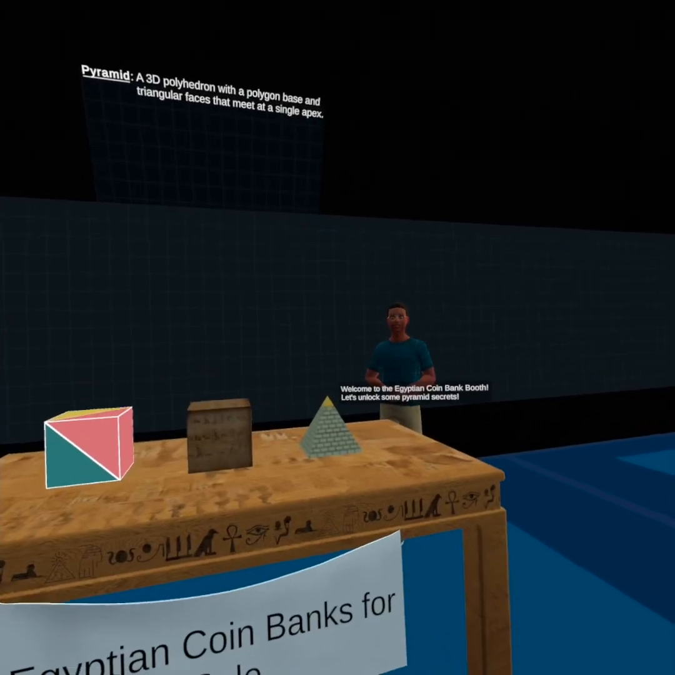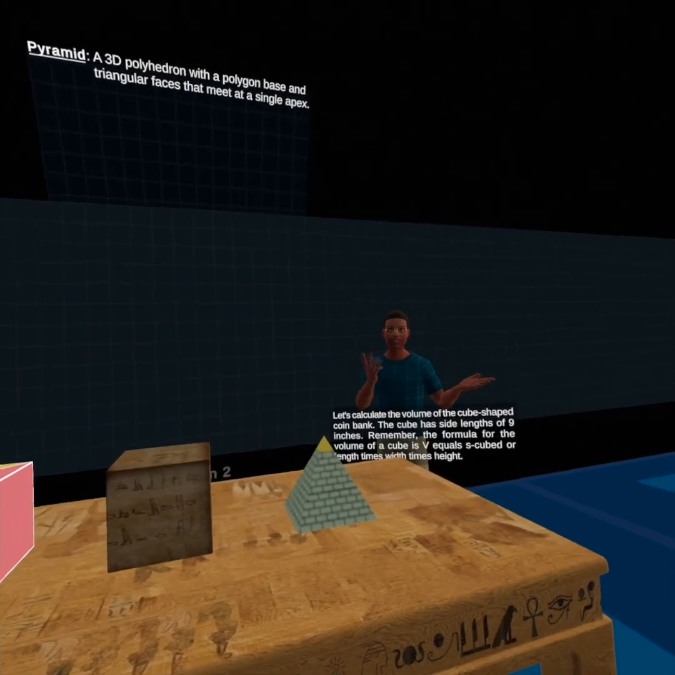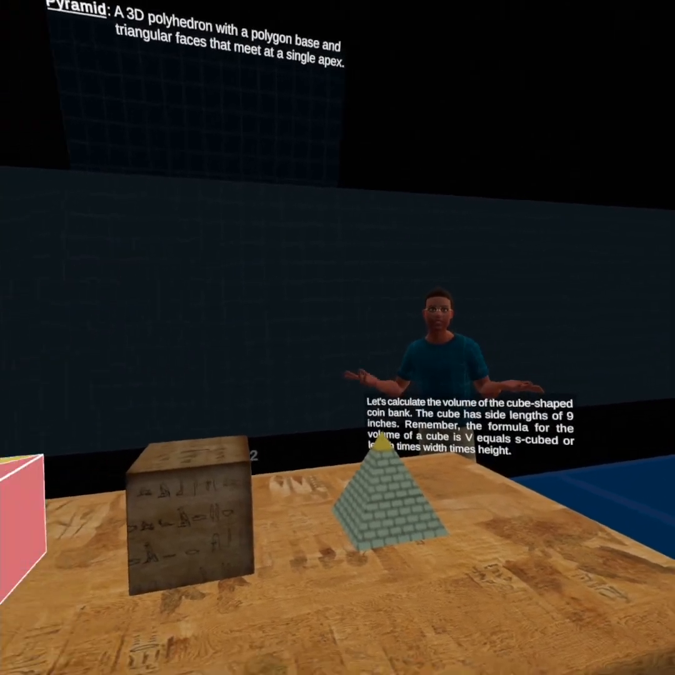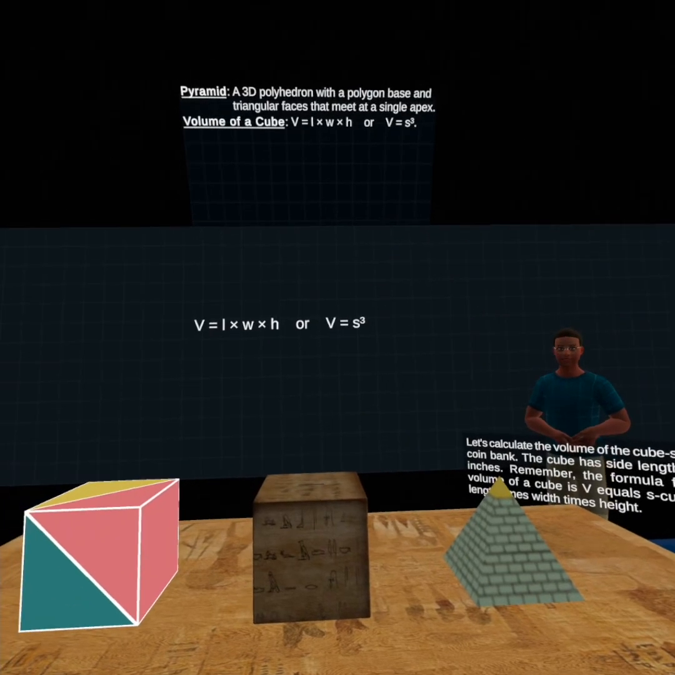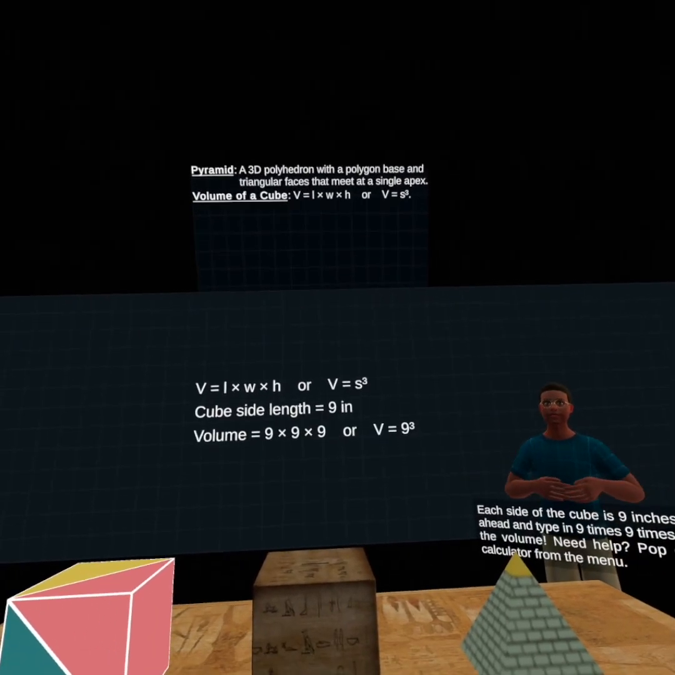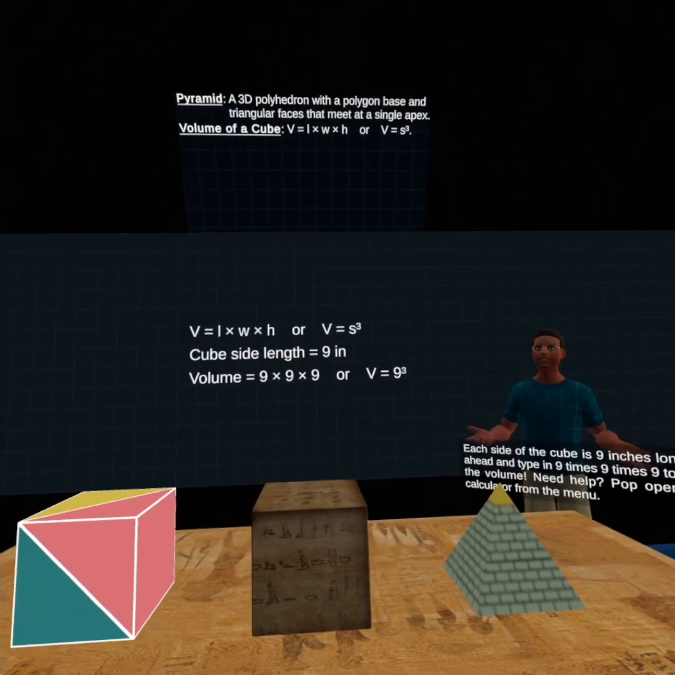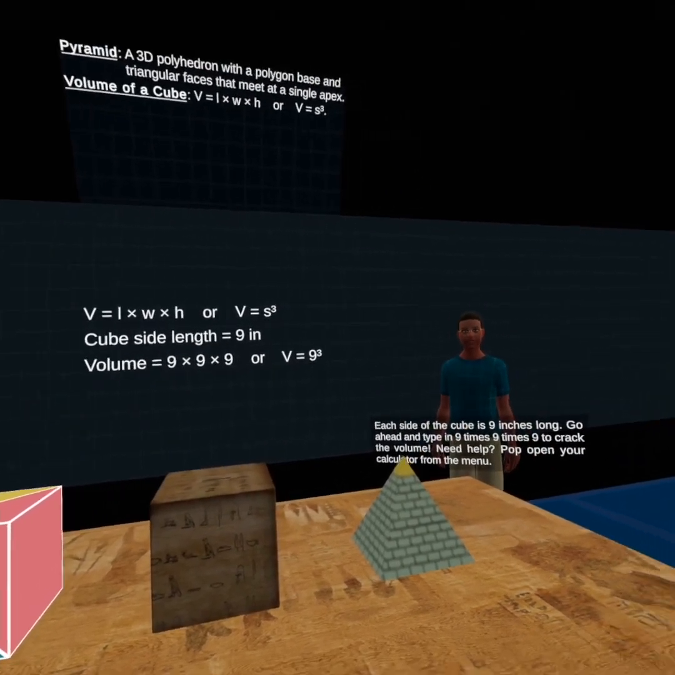Welcome to the Egyptian coin bank booth. Let's unlock some pyramid secrets. Let's calculate the volume of the cube-shaped coin bank. The cube has side lengths of 9 inches. Remember, the formula for the volume of a cube is V equals S cubed, or length times width times height. Each side of the cube is 9 inches long. Go ahead and type in 9 times 9 times 9 to crack the volume. Need help? Pop open your calculator from the menu.